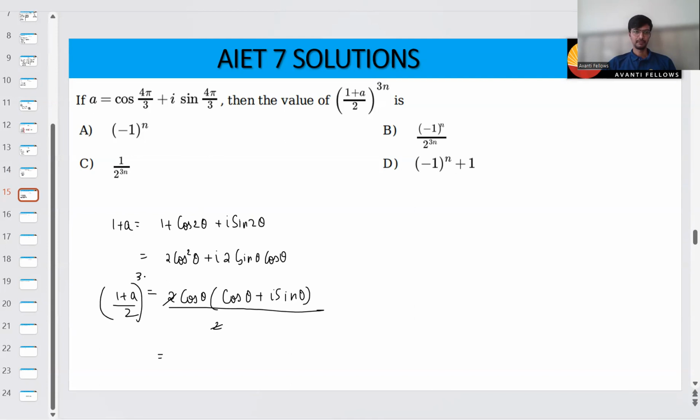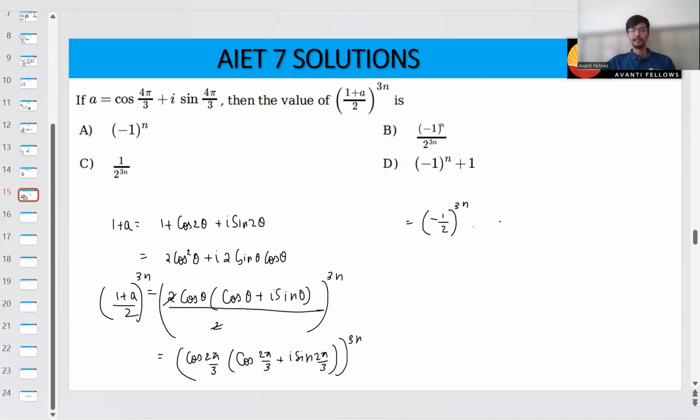And we have the power 3n. So here also we'll have 3n, right? If it is 3n, then cos theta. This will be cos of 2 pi by 3 plus I sine 2 pi by 3, the whole raised to the power 3n. What is cos 2 pi by 3? It is minus half. So it will be minus half raised to the power 3n into cos 2 pi by 3 plus I sine 2 pi by 3.